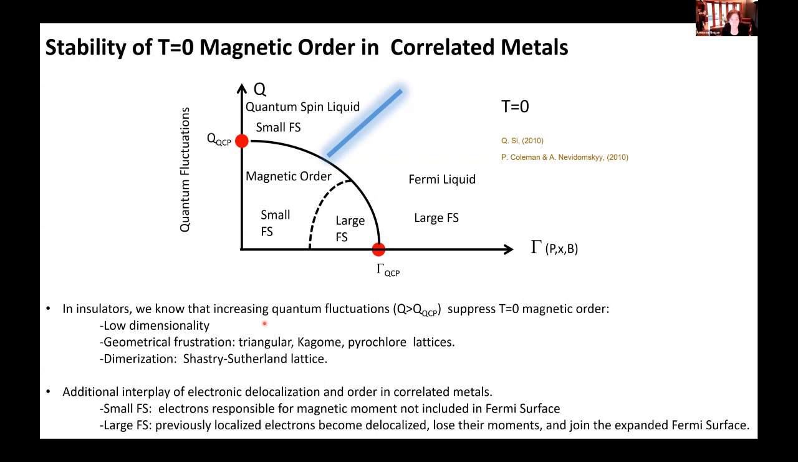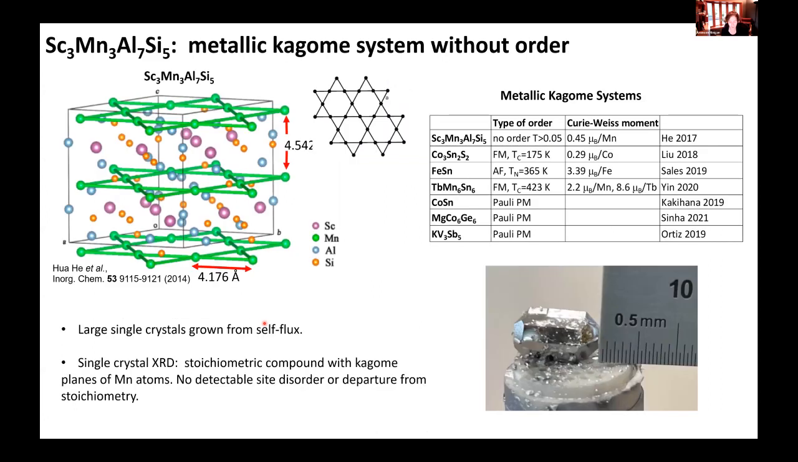So in the last part of my talk, I want to introduce you to a compound that we discovered that we think fills many of the requirements of a quantum spin liquid. And specifically, this material is called, charmingly, scandium-3, manganese-3, aluminum-7, silicon-5. We call it SMAS, S-M-A-S. And you can see that the magnetic moments are the manganese, and they lie on this lattice. It's this Star of David lattice. It's called the Kagome lattice. And you can see that triangles are a central feature of this lattice.